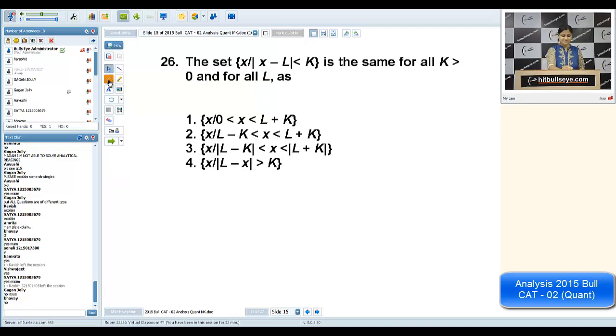Question number 26 was very easy. Just the format is different. Otherwise, as you know, if mod x is less than 3, of course x should be more than minus 3 but less than 3. So I think the same application here. Still any problem in this?